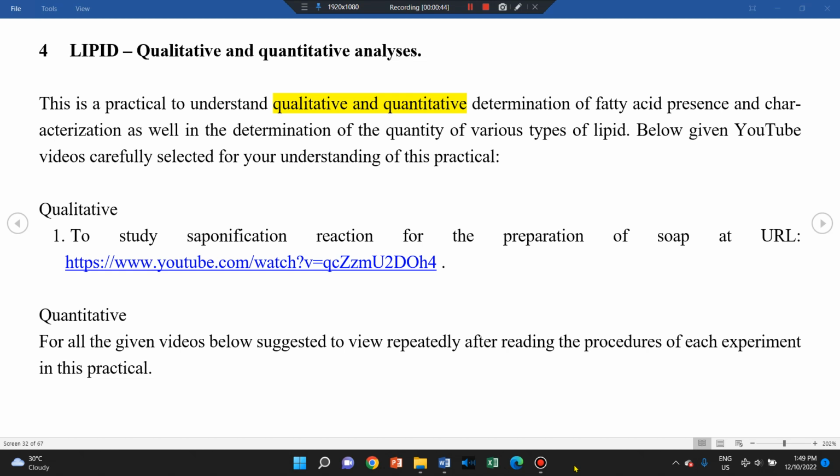The qualitative here refers to some sort of observation, and can also be said to not involve any values or numbers, while quantitative involves calculation or determining values or numbers, such as the seed value, which we will do later.